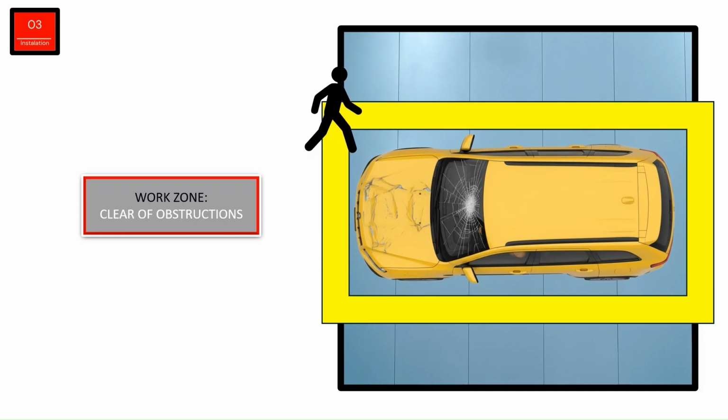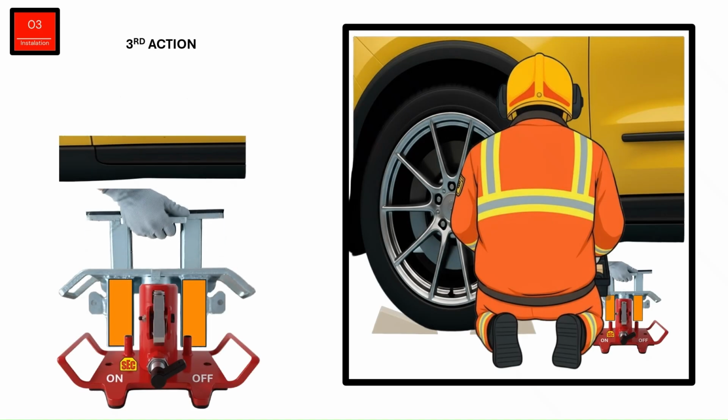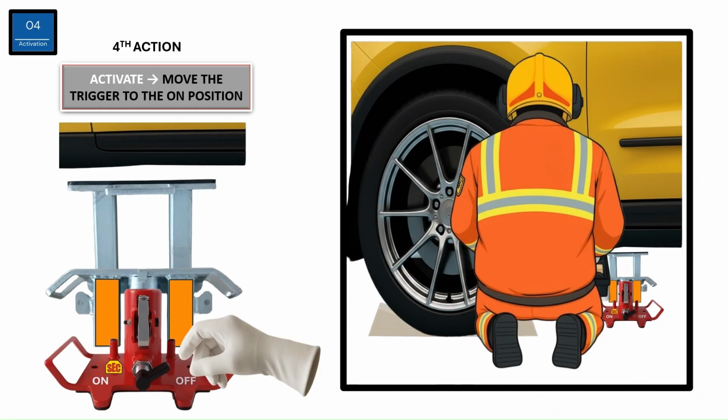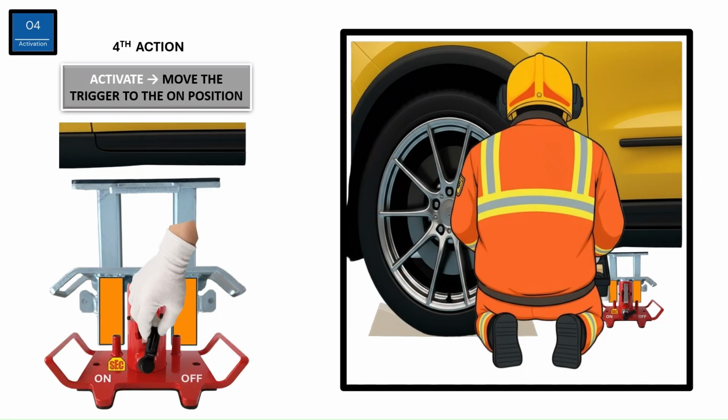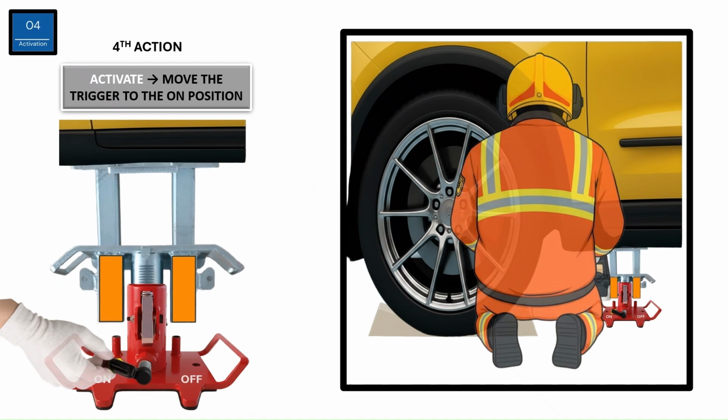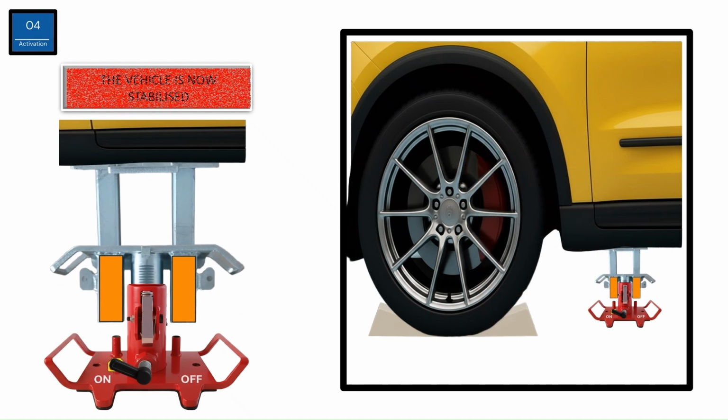Positioning the SEC under the vehicle keeps the entire working area completely free of obstacles. Now we move the manual platform until it reaches the chassis base. Finally, activate the stabilizer by moving the trigger to the ON position, as shown in the image. Once all 4 devices are activated, the vehicle is then stabilized.